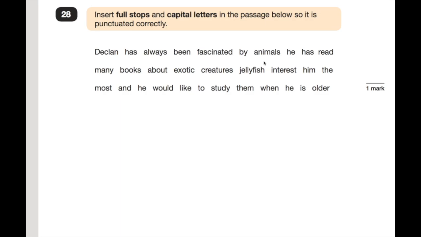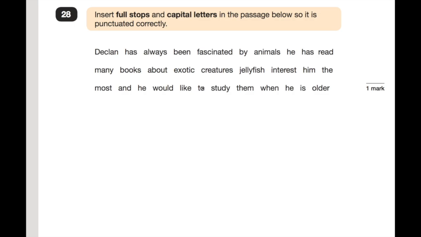Number 28 is checking your understanding of how a sentence works. So it's asking you to put full stops and capital letters in the passage so it makes sense. When you read these passages, you're looking for a natural pause before we start talking about something else. If the sentence begins to start talking about something else, well, it may be worth going back and putting a full stop in so that we start a new point on a new sentence.